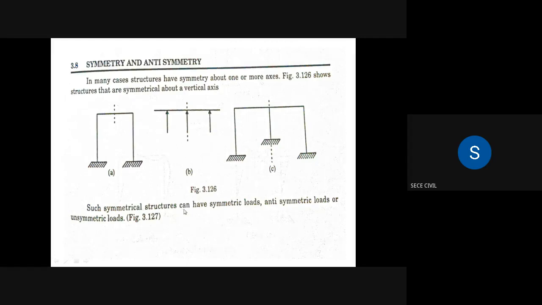Such symmetrical structures can have symmetric loads, anti-symmetric loads, or unsymmetric loads. So a symmetric structure may have unsymmetric loads. Because of the loading condition, the total frame is unsymmetric.